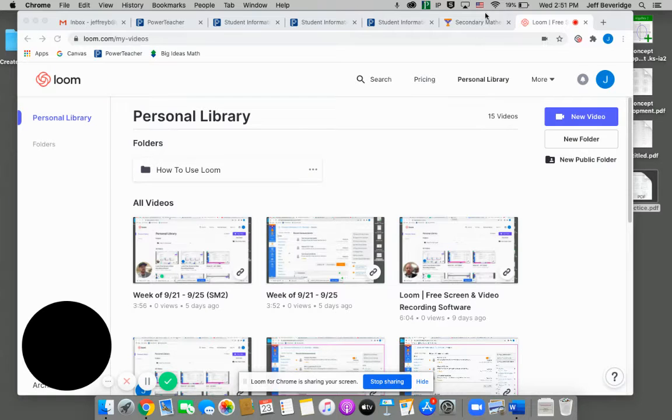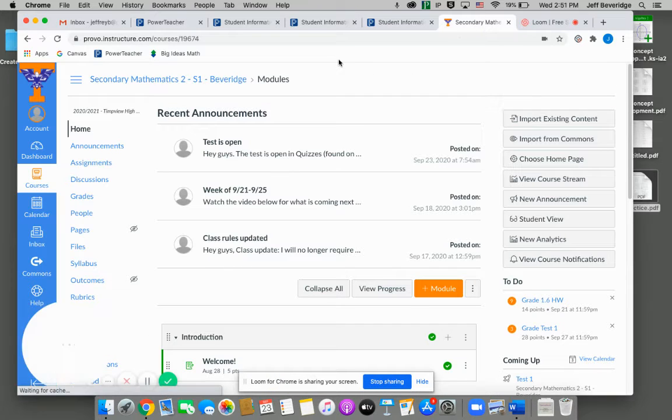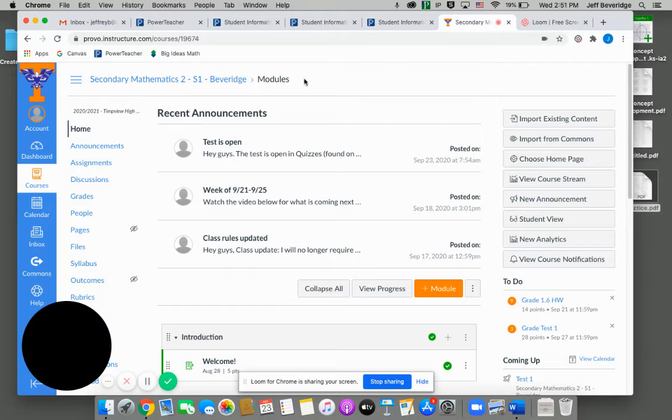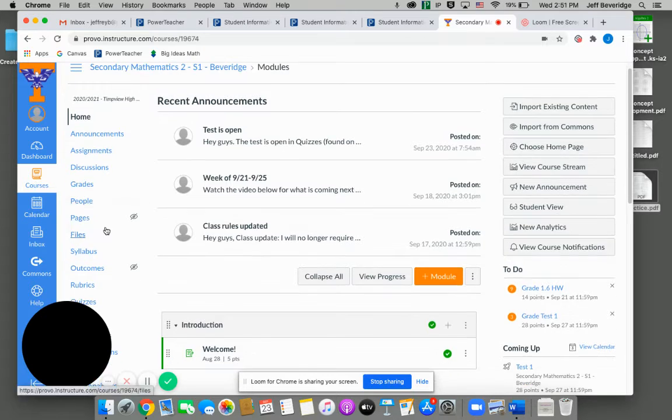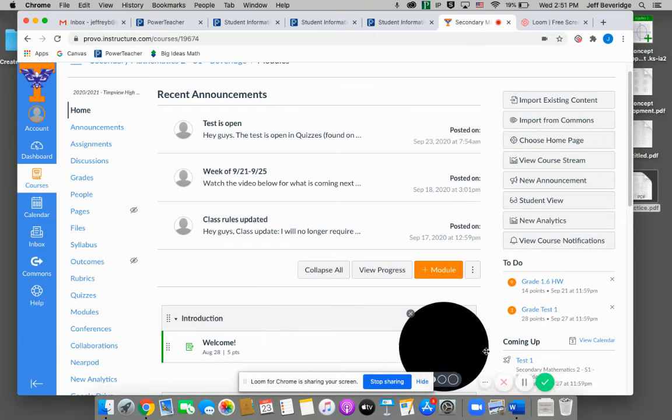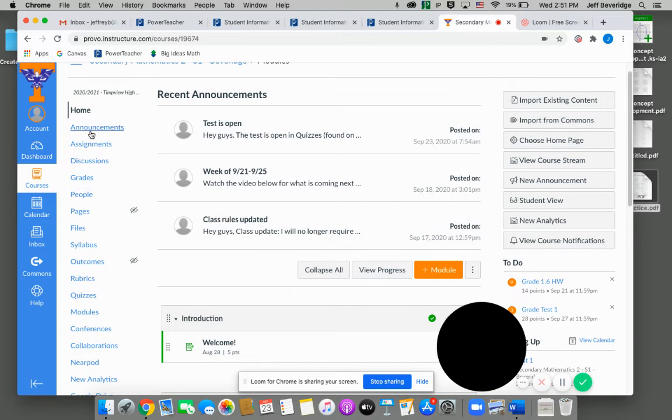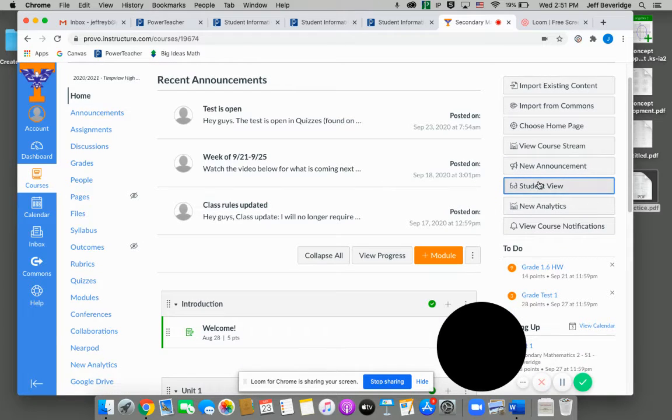Hey guys, for SM2, I just really wanted to cover quickly what the test is going to look like for those who weren't able to make it to class on Monday or Tuesday. So the test is open right now. If you're in Canvas, you can come to your student bar. Let me go to student view first.